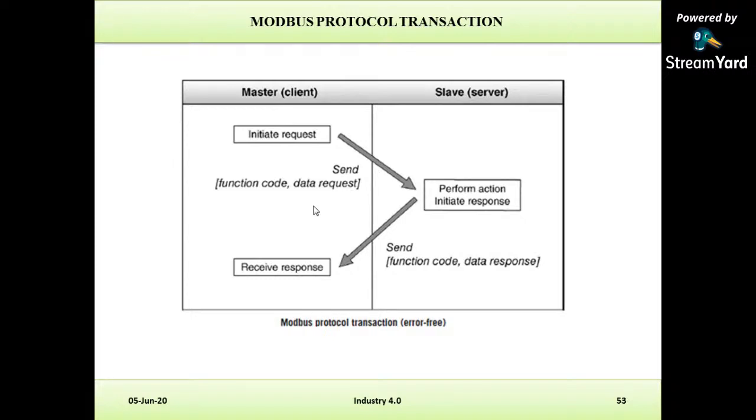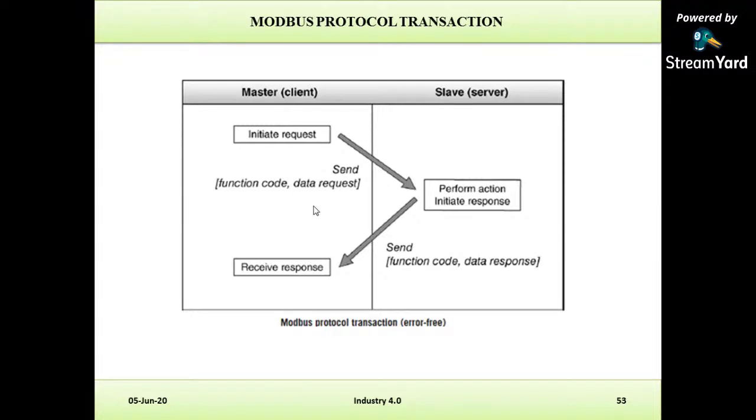According to the master, when they send the data, initially they create a request. Whether I'm going to send the data or not, this establishment of the network is called the handshake mode of the signals. I'm going to initiate the data transfer, whether the line is free or not. So we establish the network, and these actions are called the handshake mode of the signals. So first the master initiates the request and the slave performs the action.